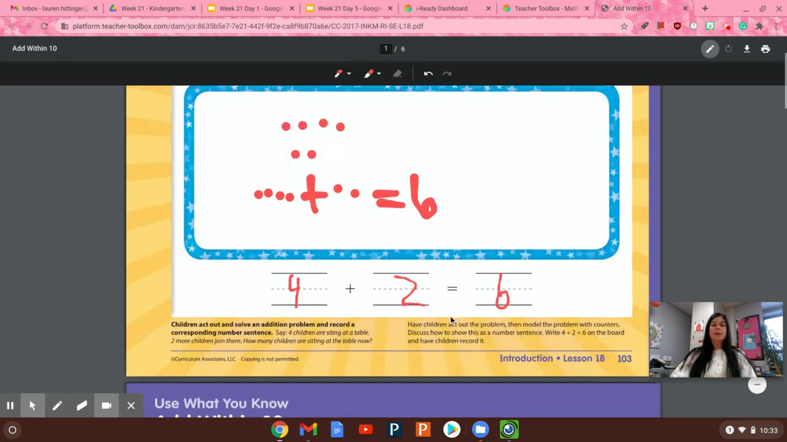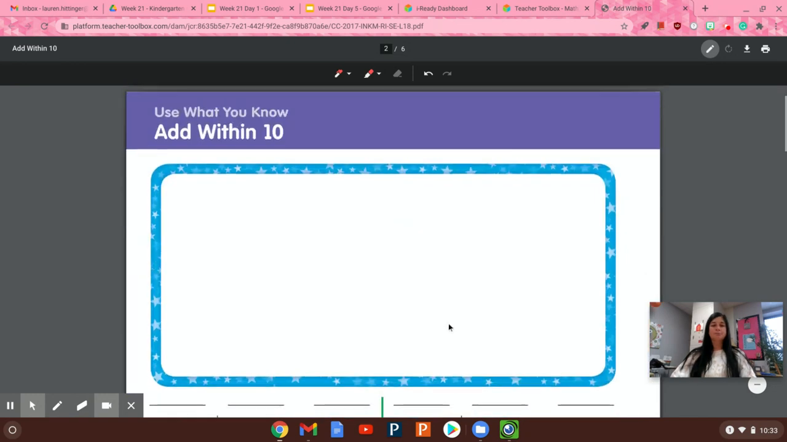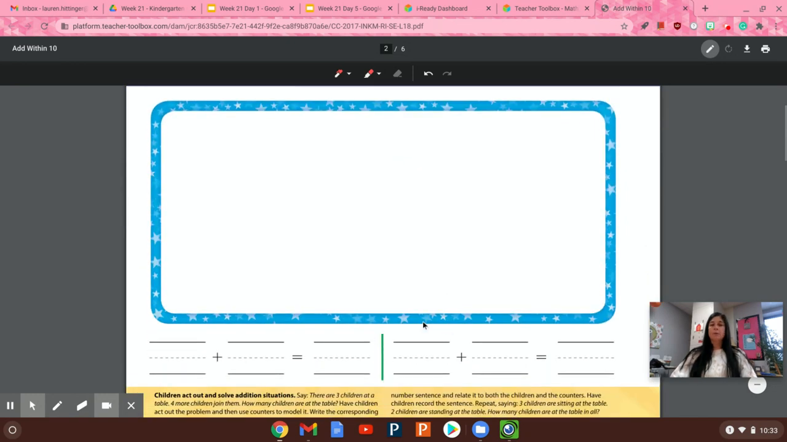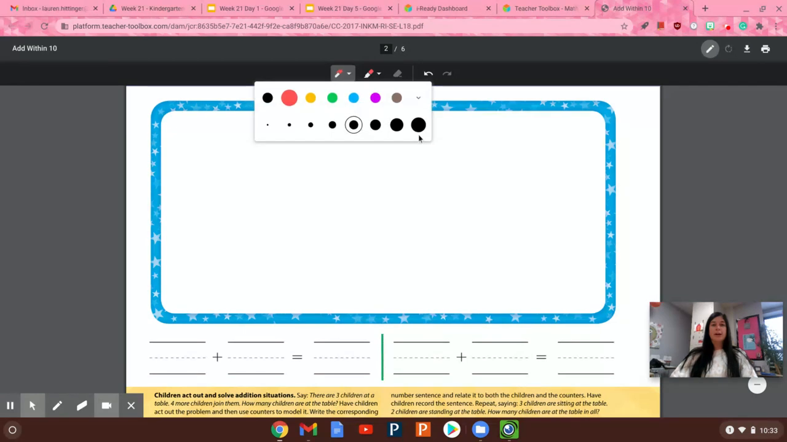All right, I'm moving down to page 104. We're going to do the same thing. They're just asking you to do 2 different ones, okay? So there are 3 children at a table. 4 more children join them. How many children are at the table? So I'm going to go ahead and do this.